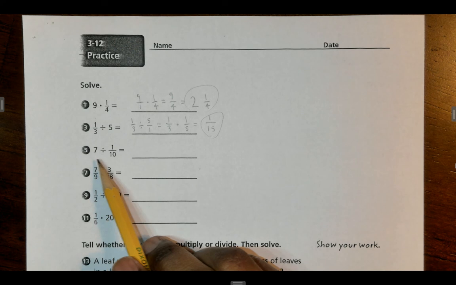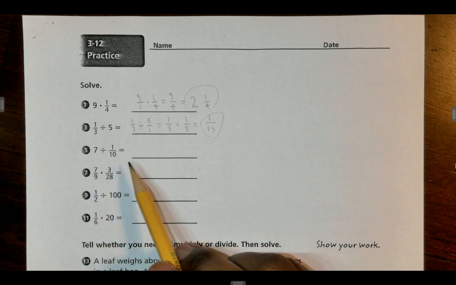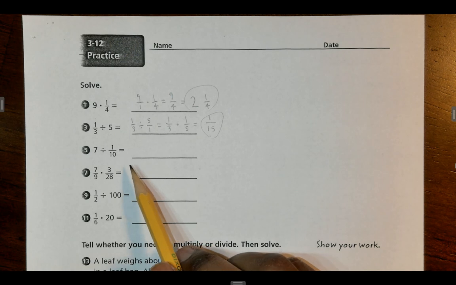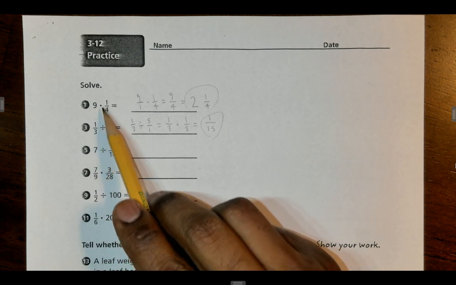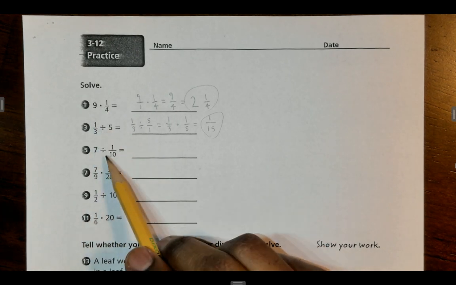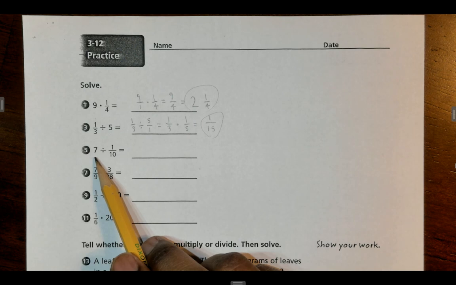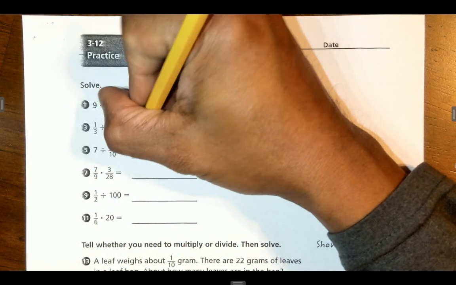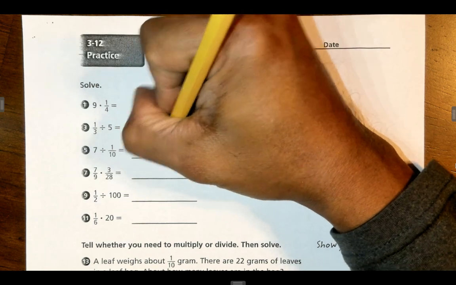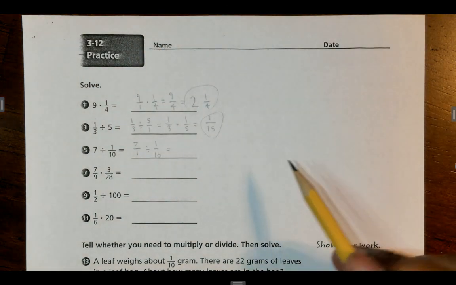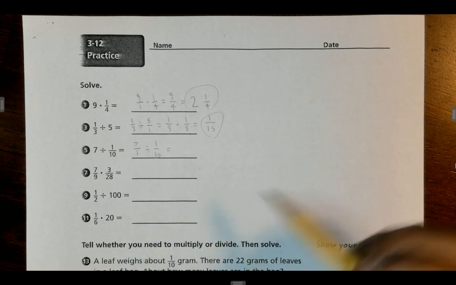7 divided by 1/10. Now, I should note that this whole lesson is a mixed review, so very important to pay attention to the symbol, the operation. Are we being asked to multiply or asked to divide? Let's rewrite that whole number 7 as itself over 1. Since we're dealing with division, keep what's on the left the same, change the symbol, flip what's on the right.